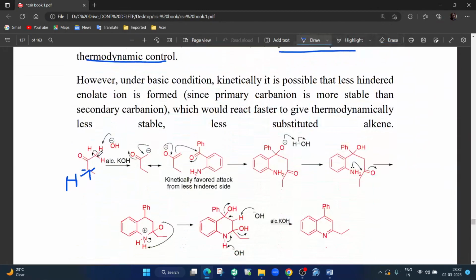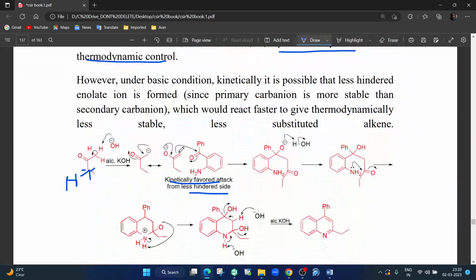Now this is kinetically favored because finally it undergoes this kind of reaction, it forms an enolate anion, but how fast it is removed is what is kinetics. So kinetics is about how fast it removes so that it gives a more stable primary carbanion, and apart from that this is less hindered also. So this is definitely a kinetically favored attack from the less hindered side.